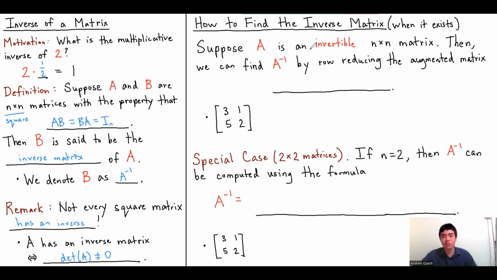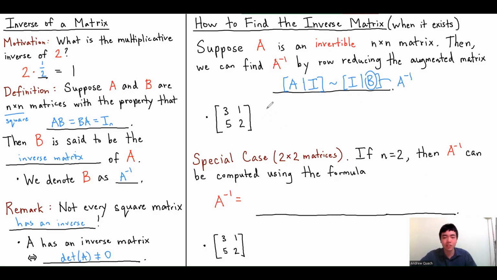Suppose that it is invertible, then we find it by row reducing this augmented matrix. You take A and you attach the identity matrix to it, and row reduce it to reduced row echelon form, and you get this other matrix B. Now this B here will be our A inverse.